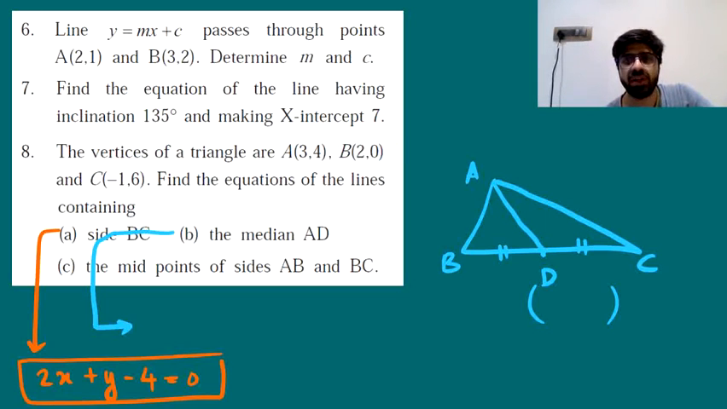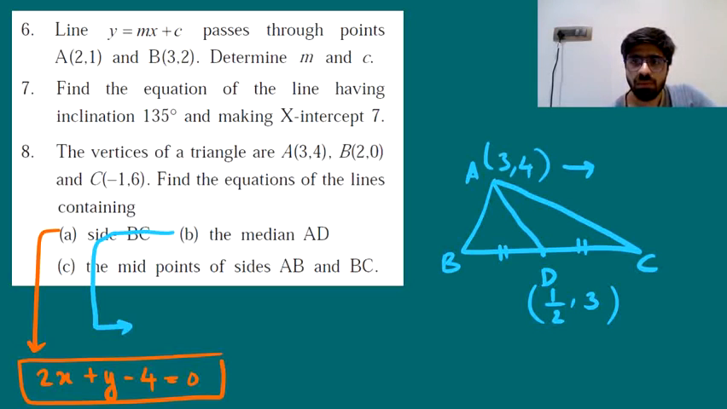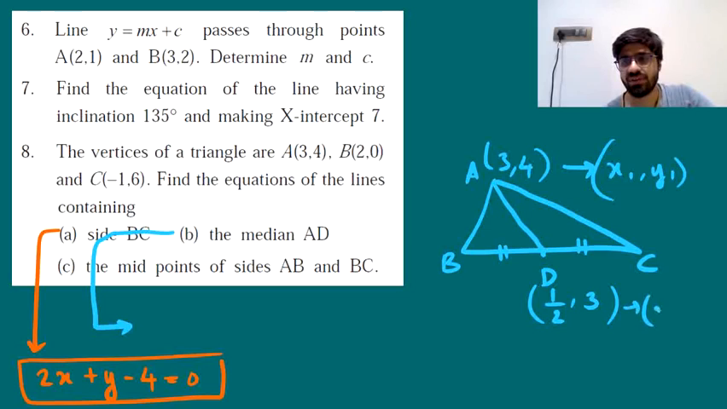So by midpoint formula, the coordinates of D will be 2 minus 1, that is 1 divided by 2. So the x coordinate is half. Then we have 0 plus 6, which is 6 divided by 2, that will be 3. So half comma 3 are the coordinates of D, and the equation of AD will now be given by the 2-point form. So point A is 3 comma 4. We will treat A as x1 y1 and we will treat D as x2 y2.